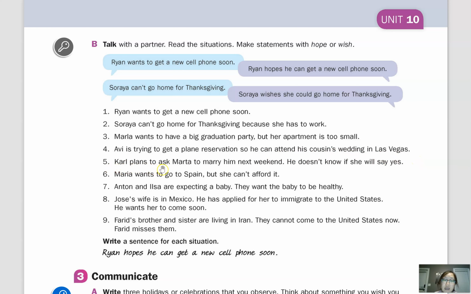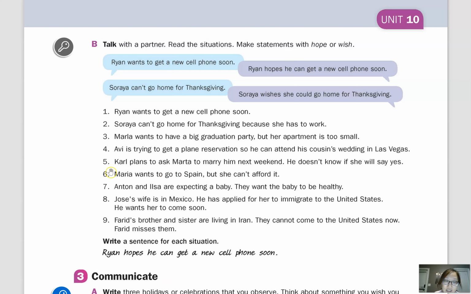Carl plans to ask Marta to marry him next weekend. He doesn't know if she will say yes. Okay, so in this case, he's planning to, so it's a possibility. But he doesn't know if she will say yes. That's kind of sad. Hopefully, you are in a relationship where you know that the person loves you confidently.